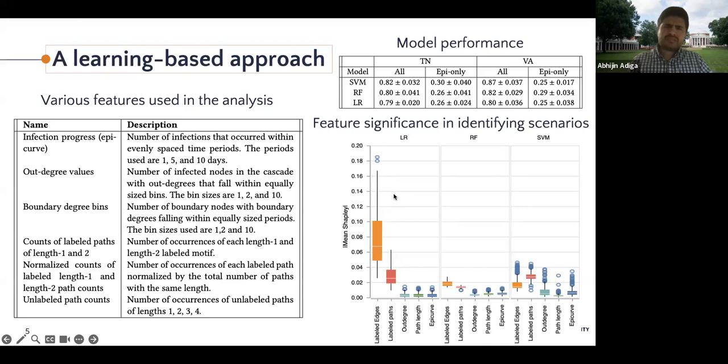So we use a learning-based approach to test this hypothesis. We use a number of structural features of the cascade and a number of machine learning algorithms, followed by feature significance analysis. So hope you find our paper interesting.